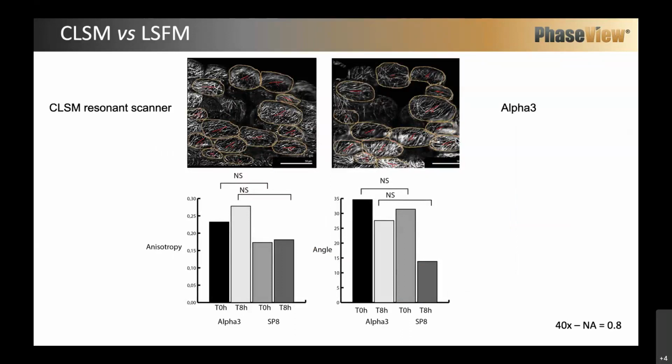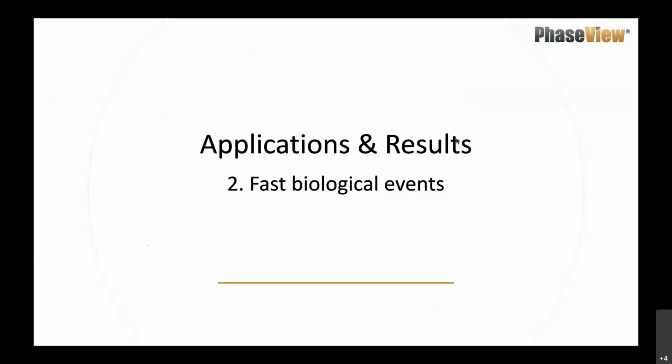So it's really interesting because we can really trust what the Alpha3 gives us in terms of signal, if we use the confocal a lot. So now I will speak about the applications with the specificity of the light sheet. In the first part of applications, I showed you that you can do the same kind of experiment in the Alpha3 as in the confocal, and it can be really interesting if you work with weak samples or weak signal.